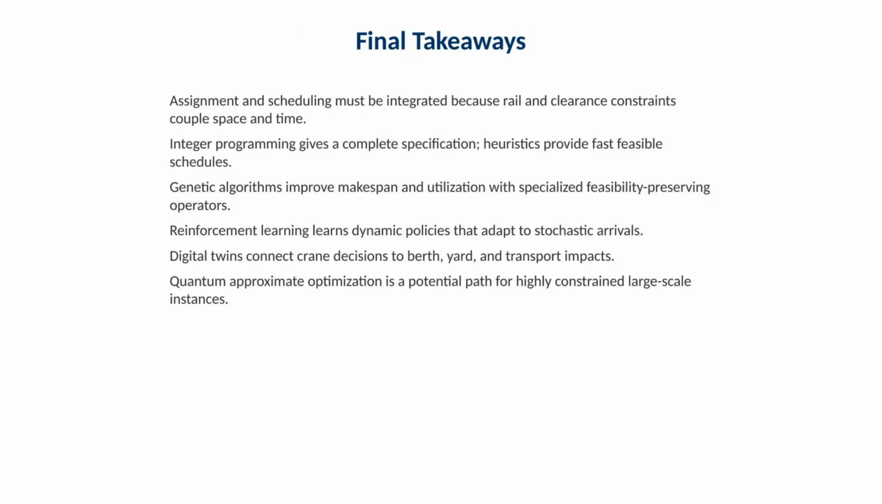To close, remember that assignment and scheduling must be integrated because rail and clearance constraints couple space and time. Integer programming gives a complete specification and a correctness baseline. Heuristics provide fast, feasible schedules. Genetic algorithms improve makespan and utilization with feasibility-preserving operators.